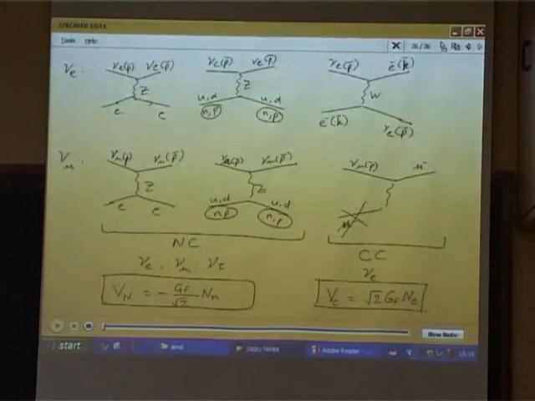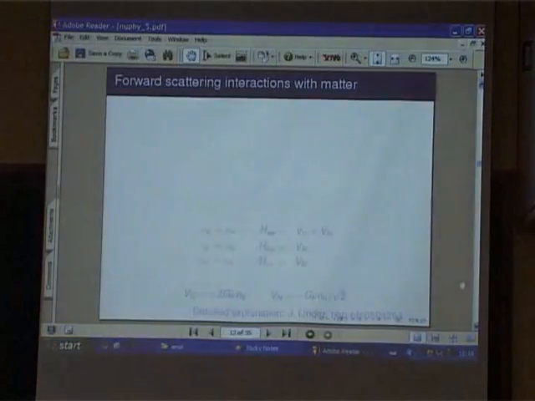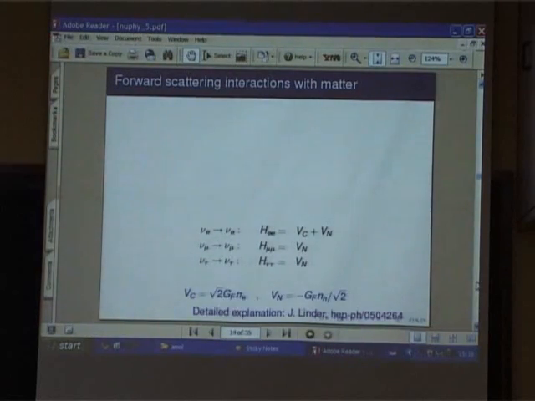So we will perhaps have some summary. So mu e to mu e is charge current potential plus neutral current. Mu mu to mu mu is just neutral current. Mu tau to mu tau is simply neutral current. These are the values of potential in terms of number density of electrons and number density of neutrons.